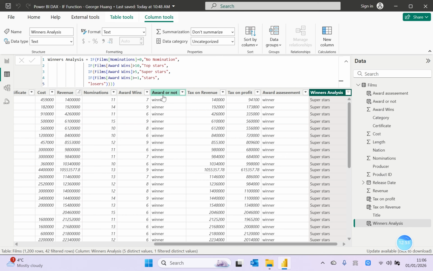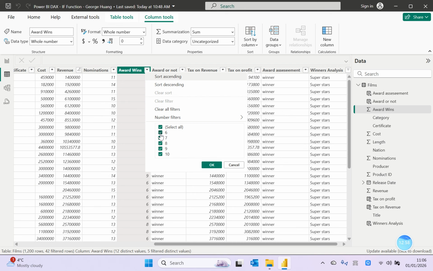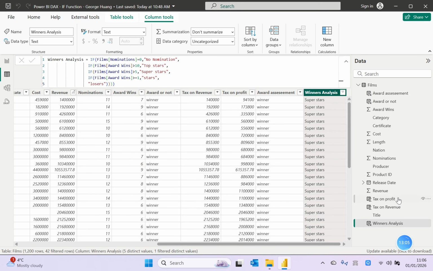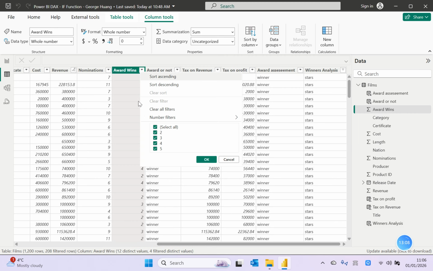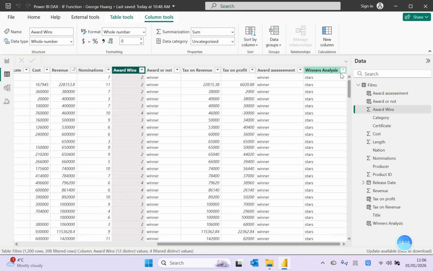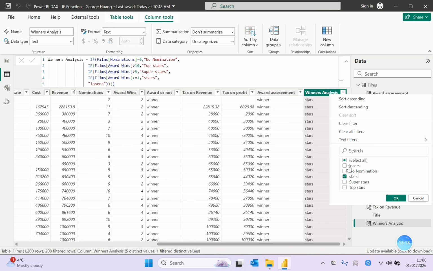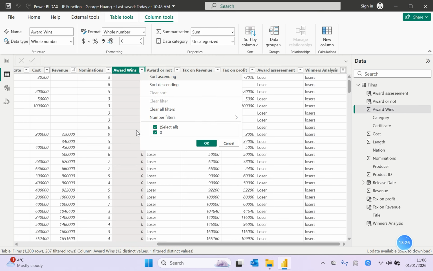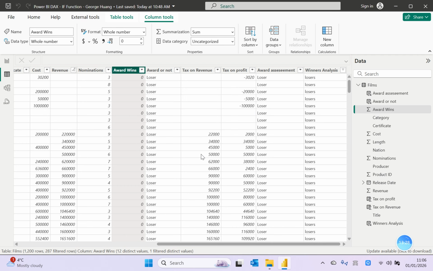in the category of the film with award wins more than 5 times, but less than or equal to 10 times. The stars means got awards equal to or more than 1 time. Losers means got nominations, but there is no award. Okay, that's for sure, no problem.